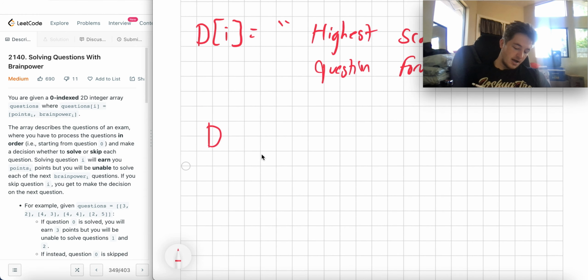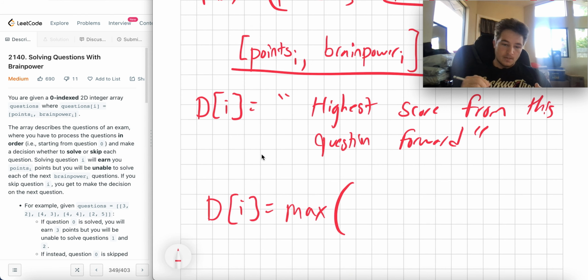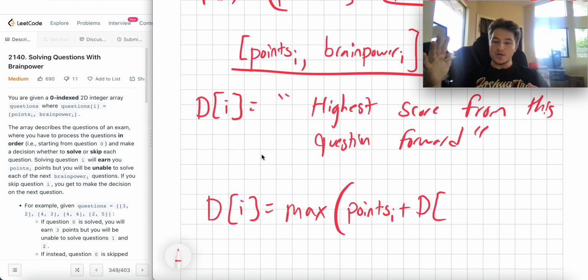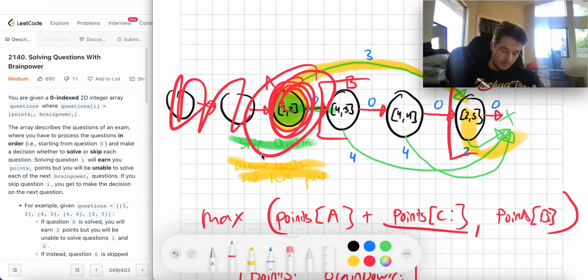So D of I for an ith point, right? Let's not neglect this idea. Well, either we take the max of, well, what's the first thing we can do? We can either take this question, answer this question, and get points of I. And then that means we have to skip brain power number of questions. So we take points of I, and then we get additional points from whatever the best thing is from brain power I later, meaning I erase this because it's all over the place.